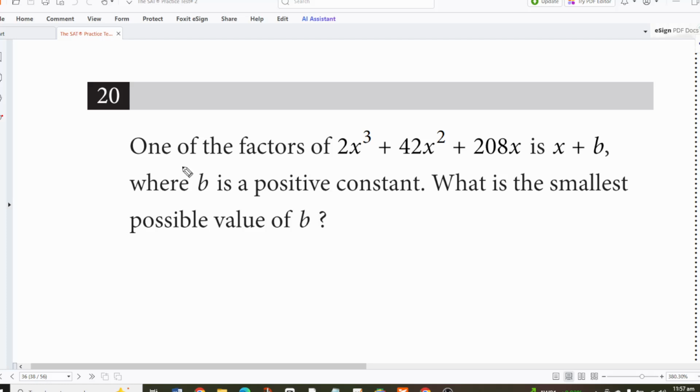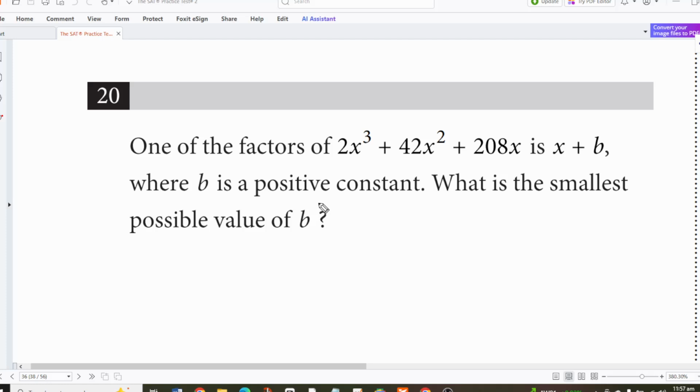This is an interesting question to be solved using Desmos. You need to know the remainder theorem and the factors. So one of the factors of this cubic function is x plus b, where b is a positive constant. This is important, that this is a positive constant. What is the smallest possible value of b?